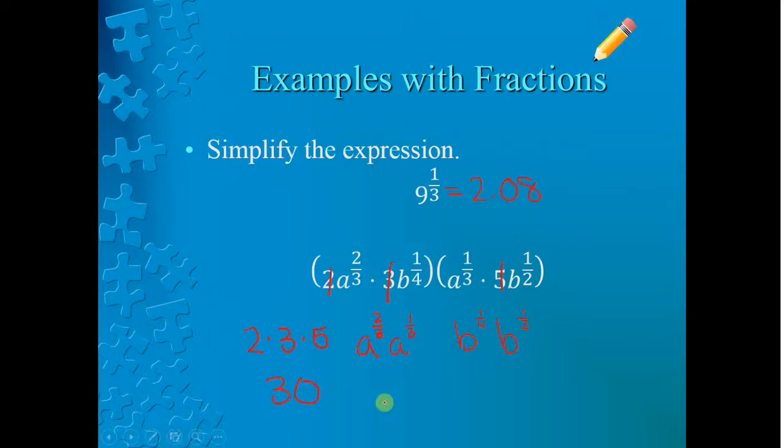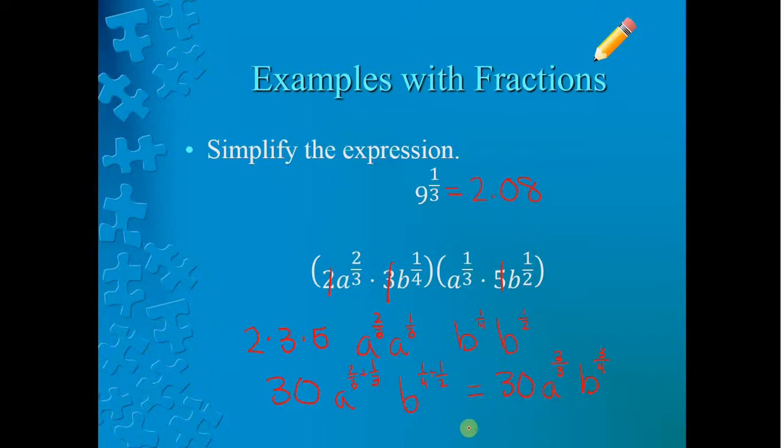Now, don't freak out because they're fractions. If that had just been a 2 and a 1, we would have just added. Same thing applies. Add the fractions. So we're going to want to use the fraction button on our calculator. So 2/3 plus 1/3, and b to the 1/4 plus 1/2. If you try that on your calculator, you're going to get a to the 3/3, b to the 3/4.